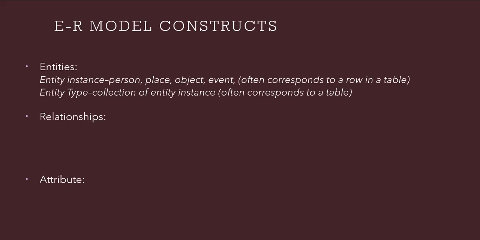Entity instance can be a person, place, object or event. In simple words, entity instance often corresponds to a row in a table, row 1, row 2, row 3 and so on, or we can say a record of the table. And entity type is a collection of entity instances. We can say it is a table. So a table consists of many rows, many records, or we can say a table comprises many entity instances.